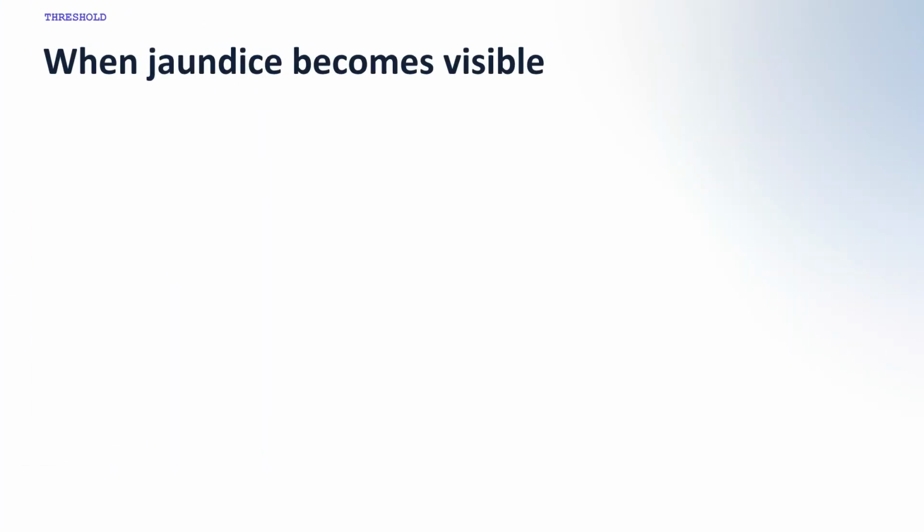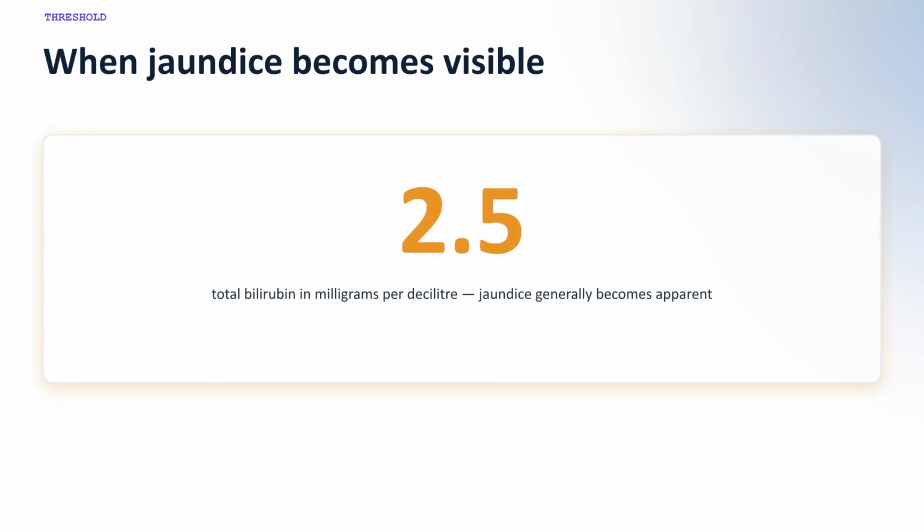One number to remember. Jaundice generally becomes visible when the total bilirubin exceeds about 2.5 milligrams per deciliter. And where you look matters. The sclera and the mucosa under the tongue show it earliest. Skin color, lighting, and your own expectations all make skin a less reliable place to look. So when you suspect jaundice, look at the eyes and lift the tongue.